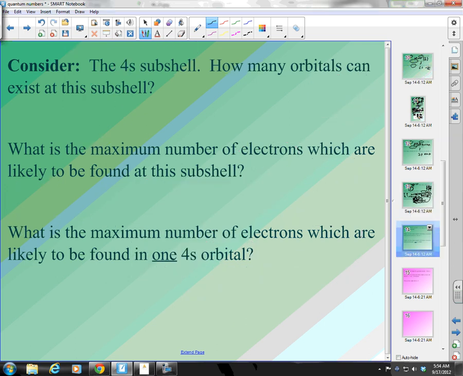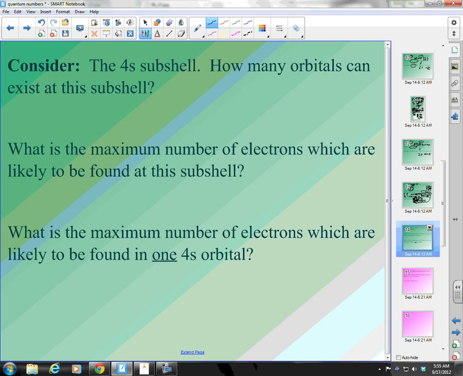Consider the 4s subshell. How many orbitals can exist at this subshell? What is the maximum number of electrons which are likely to be found at this subshell? What is the maximum number of electrons which are likely to be found in one 4s orbital? Okay, pause it and bring me back when you're ready.